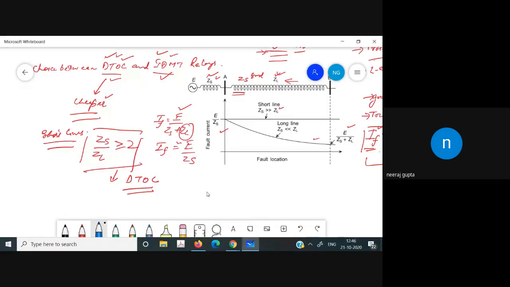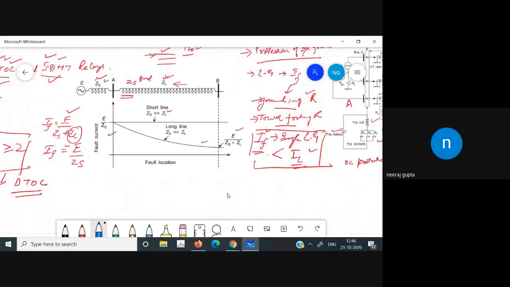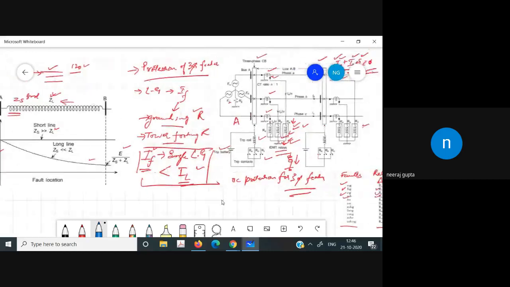In this, we discussed that for a short line, DTOC relays are cheaper and used for that very purpose. Also, the inverseness of the characteristics cannot be fully exploited if we are using IDMT relays, which are costly. Then we discussed the protection of a three-phase feeder.